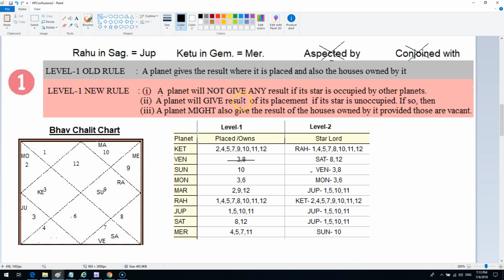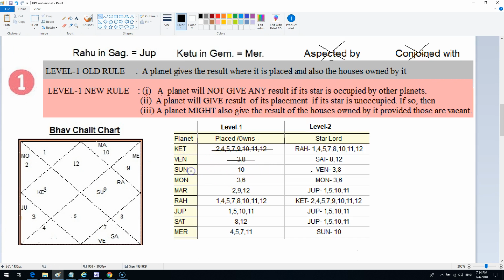So it says a planet will not give any result if its star is occupied by another planet. Ketu will not give any result if its star is occupied by another planet. So let's see if Ketu's star is hijacked by another planet or not. We find that Rahu has already hijacked Ketu's star. So we are going to remove all these significations that Ketu was apparently giving following the old method. So Ketu and Venus we have already dealt with.